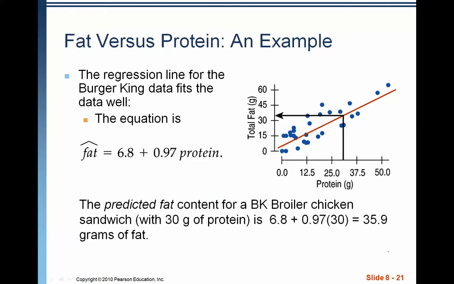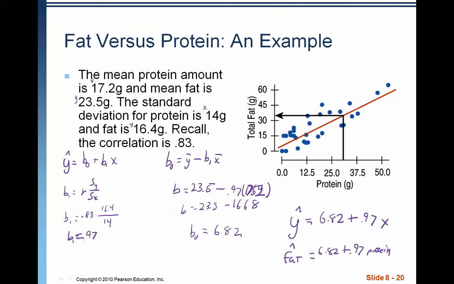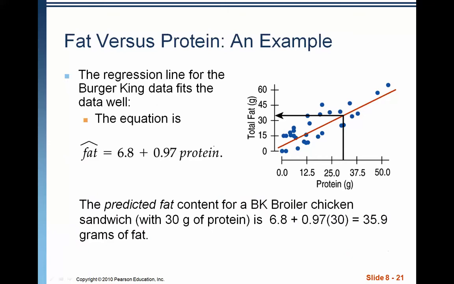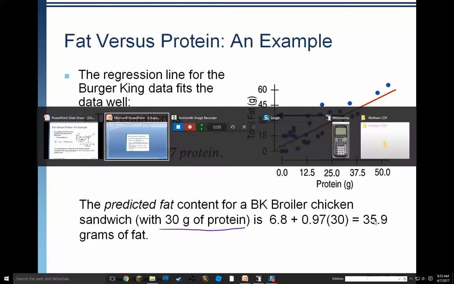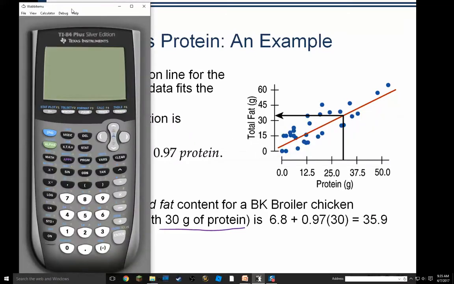So then we can also, if we needed to, figure out the predicted content. So let's say we've got 30 grams of protein in that BK broiler sandwich, and we wanted to find the predicted fat. We could take that 30, plug it in for protein in our equation, and then just solve for it to get 35.9. All right. So by hand, that's the least squares regression line. Let's do it on the calculator.